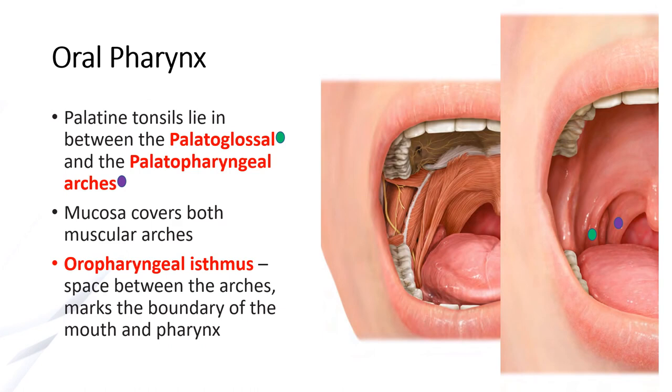In between these arches, we can see the palatine tonsil. Remember that the mucosa covers both the muscular arches. And there is this thing called the oropharyngeal isthmus, which is the space in between the arches, and it marks the boundary of the mouth and the pharynx.